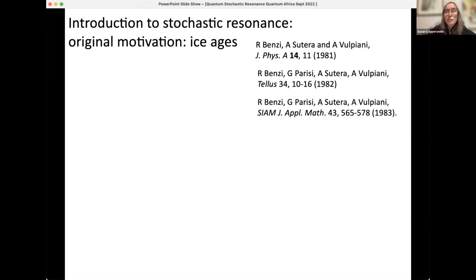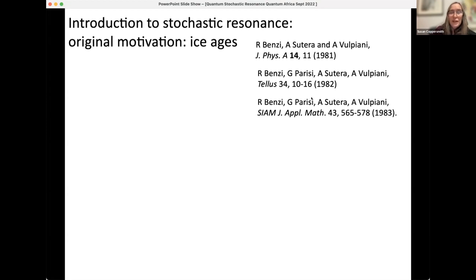So as promised, I'm going to tell you first what stochastic resonance is. It's a little bit historical because I really love the story of how it got started, because the generality of the ideas of theoretical physics can be really inspiring. This is one of those cases where the story of the model originally is very inspiring. So these are the original papers.